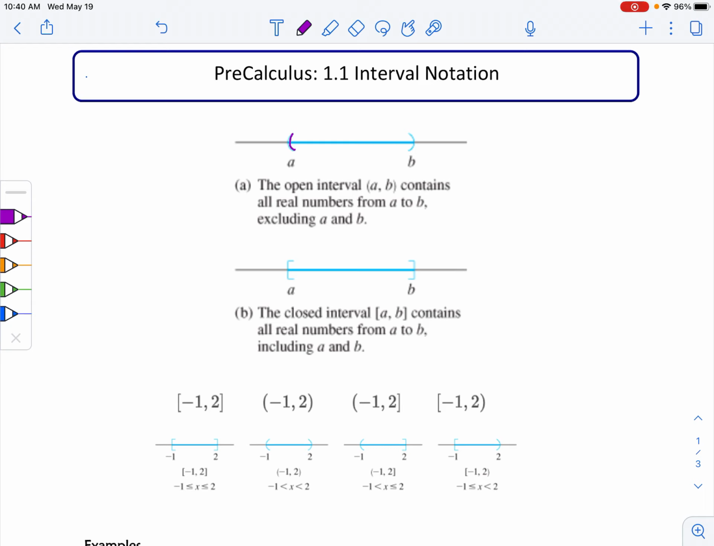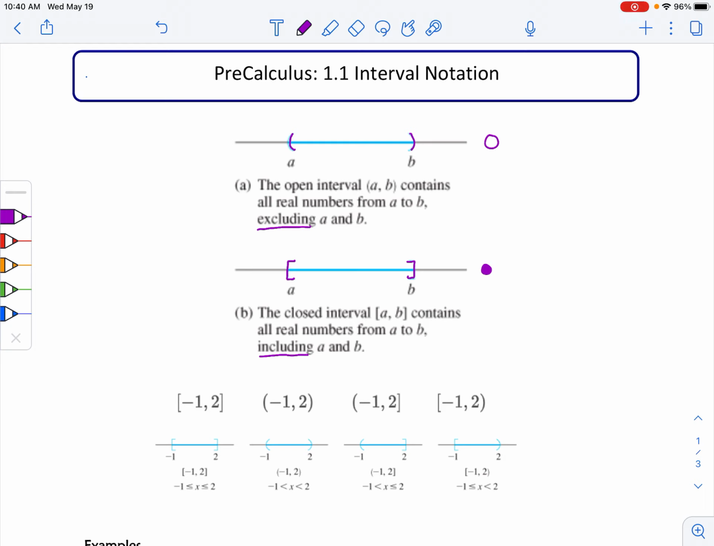Open intervals are noted with the parentheses or the open circle, showing you that you exclude those values, so you do not include A and B. Versus a closed interval, which can be with brackets or a circle closed in, means you do include the A and the B, the end values.